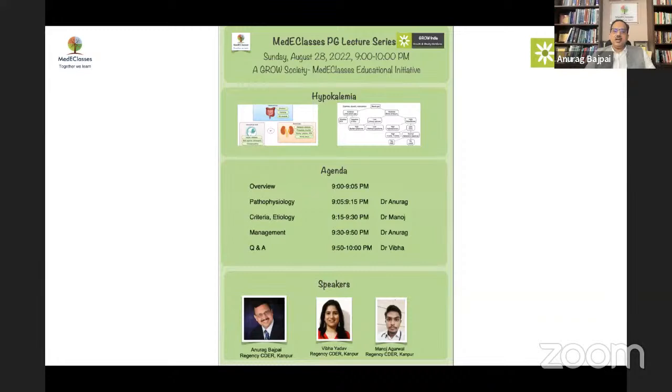So as discussed, we'll touch base about pathophysiology, followed by criteria and etiology, management, and then we'll go forward from that perspective.